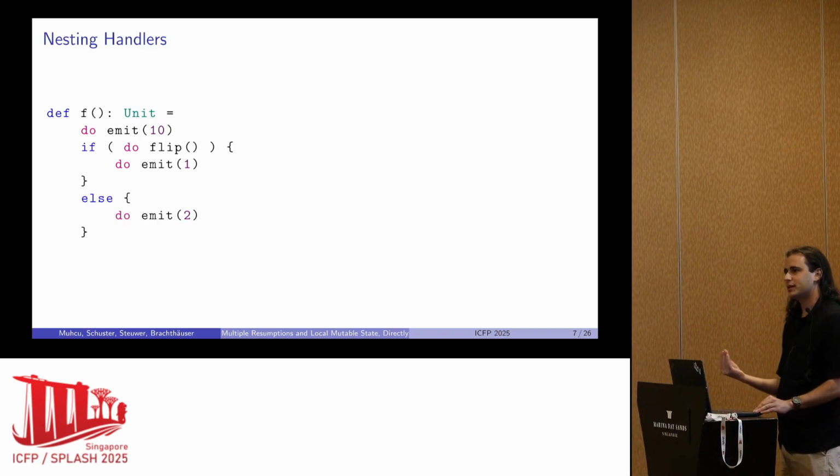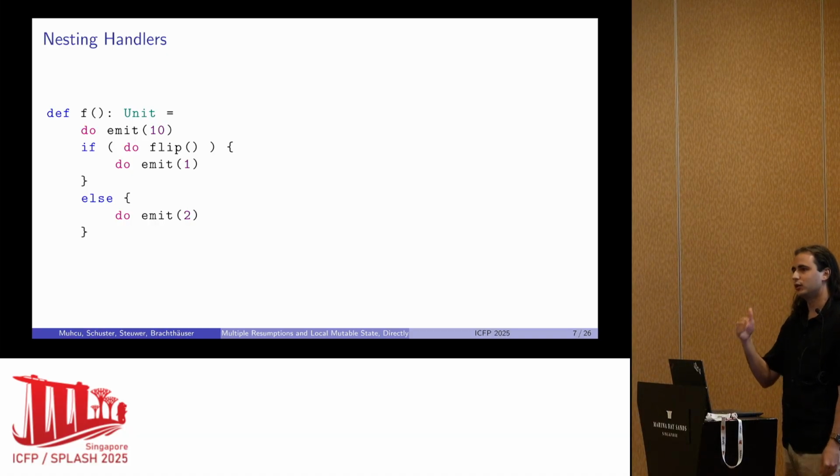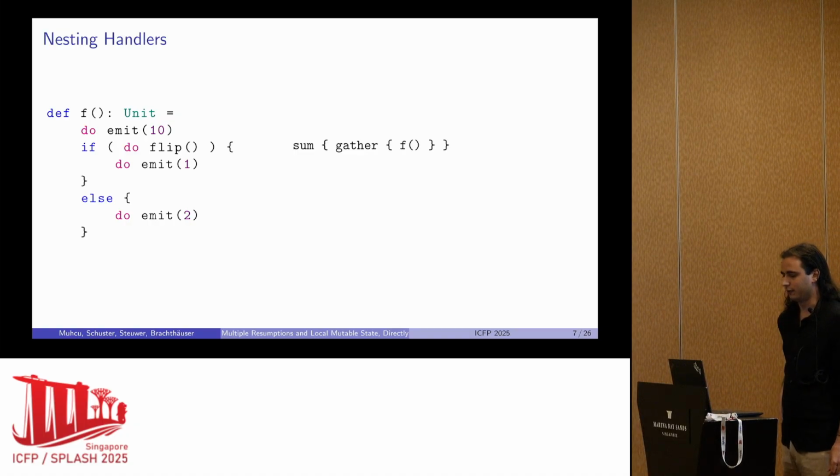Now, what happens if we use multiple effects? In this example, we are first emitting 10 and then do a coin flip, and depending on the result, we emit either 1 or 2. We can compose our handlers from before by first traversing all the possible paths, and then summing up all the emitted values. And that would output the value 13.